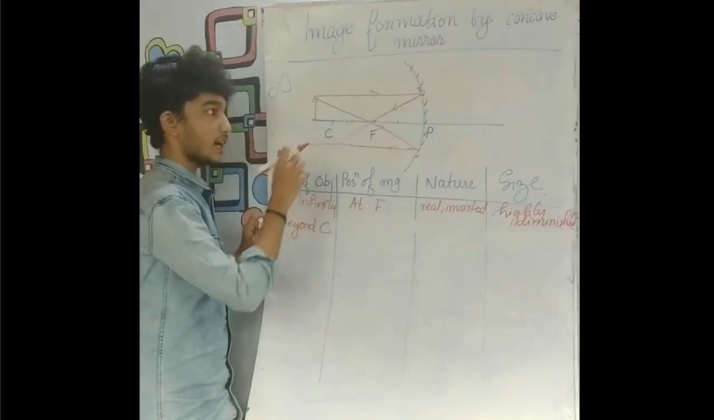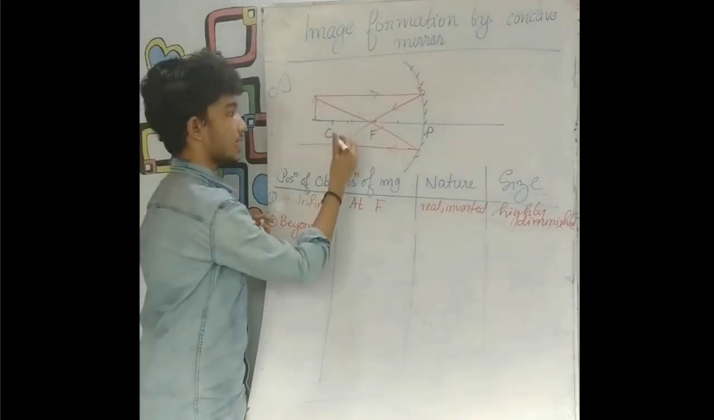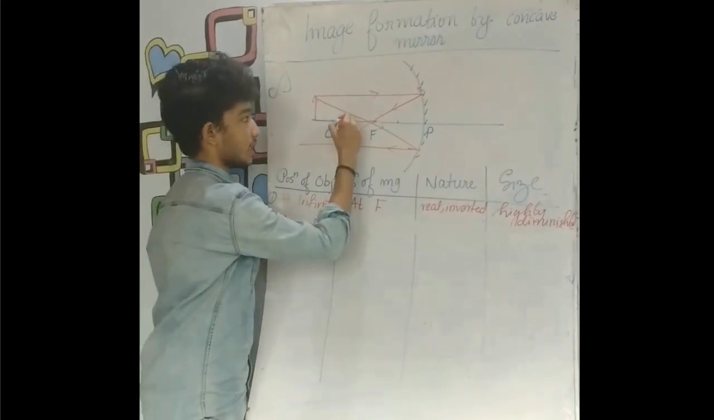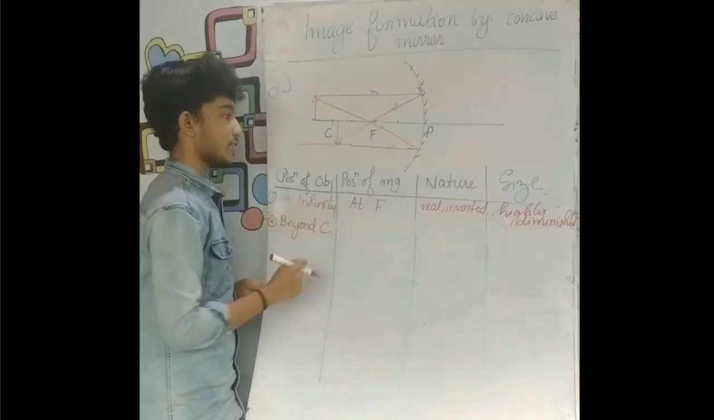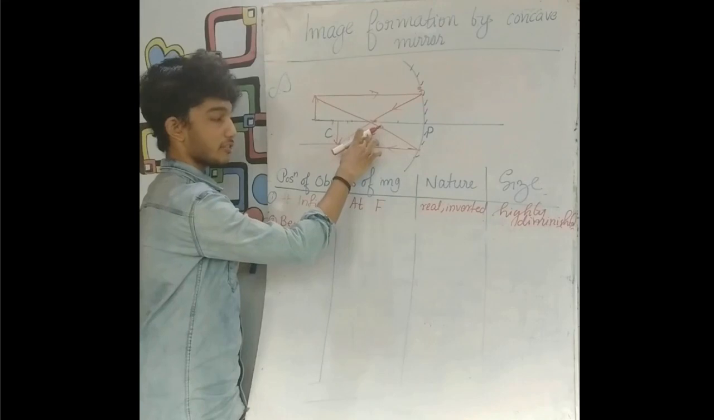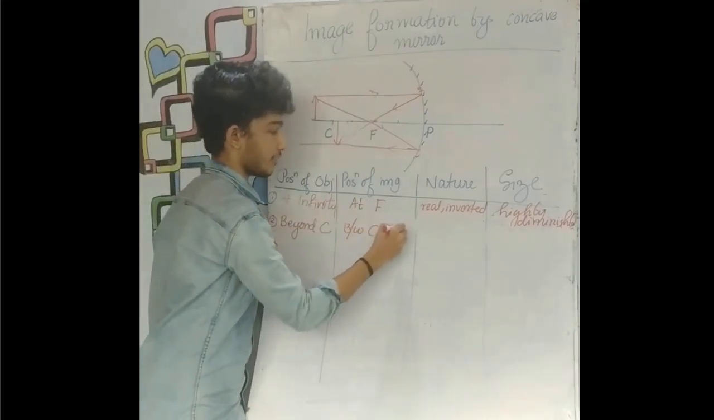And this arrow also we have to mark, for understanding the direction of light. Now this is the point where the two reflected rays meet, and this is the image. So let us now fill the columns. Position of image: it is beyond the center of curvature and focus, so it is between C and F.